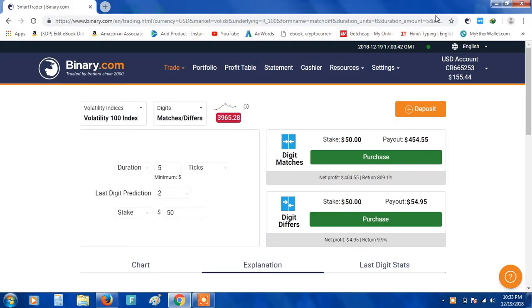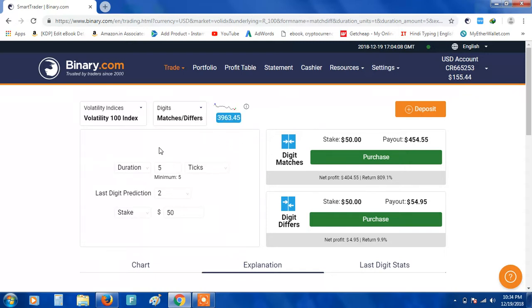Now, we will again trade on binary.com. See my balance here, $155.44. Okay, now today's date is 19th of December 2018. So I'm trading here from India.